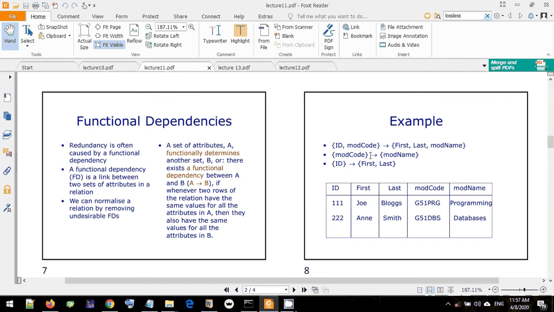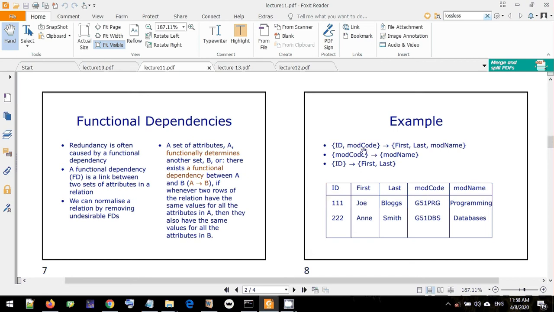Now take a look at this example. We have attributes ID, first, last, mode code, mode name. That's like module code, module name. Now the function: we say here that there is a functional dependency existing between this set of attributes and this set of attributes, right? Or we say ID, mode code functionally depends on first, last, mode name, and this will happen if whenever two rows of the relation have the same values for all attributes in A.